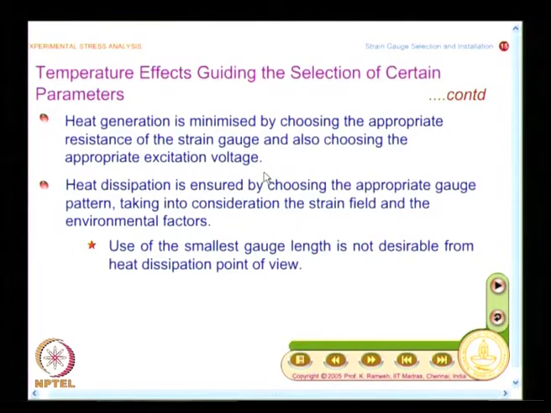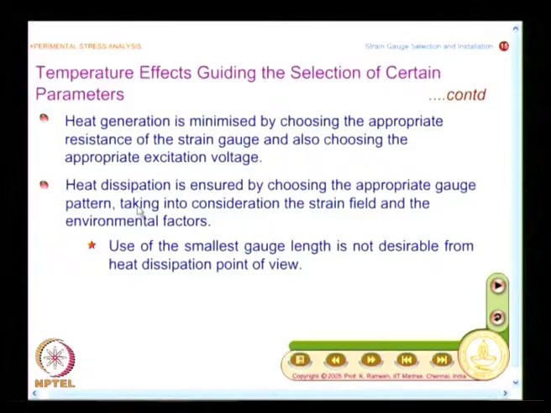In 2 or 3 classes before, we have looked at how to select the bridge excitation voltage. We also had a discussion on allowable power density, and all that information guides how you can modify the bridge excitation voltage so that you minimize heat generation. So, handling the temperature effects has two components: minimize the heat generation and improve your heat dissipation. You can improve the heat dissipation by choosing the appropriate gauge pattern.